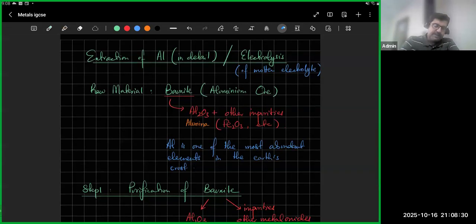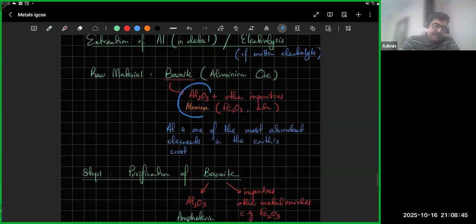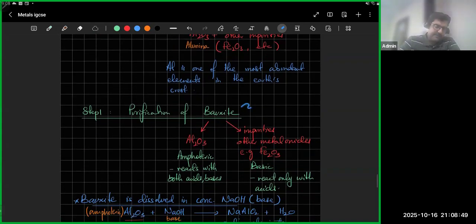You took bauxite, that was the first thing. Bauxite was the ore which had aluminium oxide, which was alumina, but it was impure. It had other metal oxides. The good thing about aluminium oxide was that it was amphoteric. So you had this rock. Let me draw a shape of a rock. So this is your bauxite.